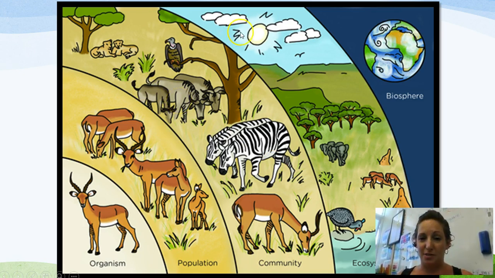Moving further out, we have the ecosystem. So that includes all of the populations, all the living things, and the non-living things. So all the biotic and the abiotic. And then within the biosphere, we have all the ecosystems on Earth together.